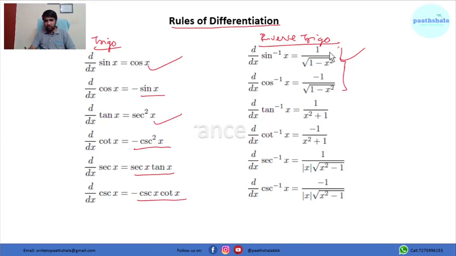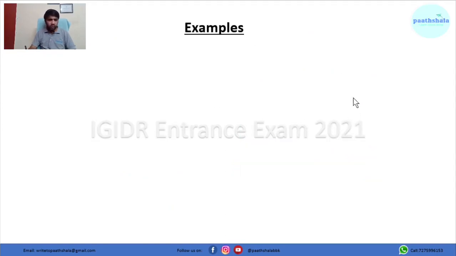Okay, here you need to see these pairs of formulas. Here this one is plus and this one is minus. Similarly, tan and cot form a pair, this one is plus and this one is minus. Similarly, sec and cosec form a pair, this one is plus and this one is minus. Okay, so these are the formulas that you need to remember. Now let's begin with some examples so that you can understand how you are going to apply these formulas while doing differentiation.